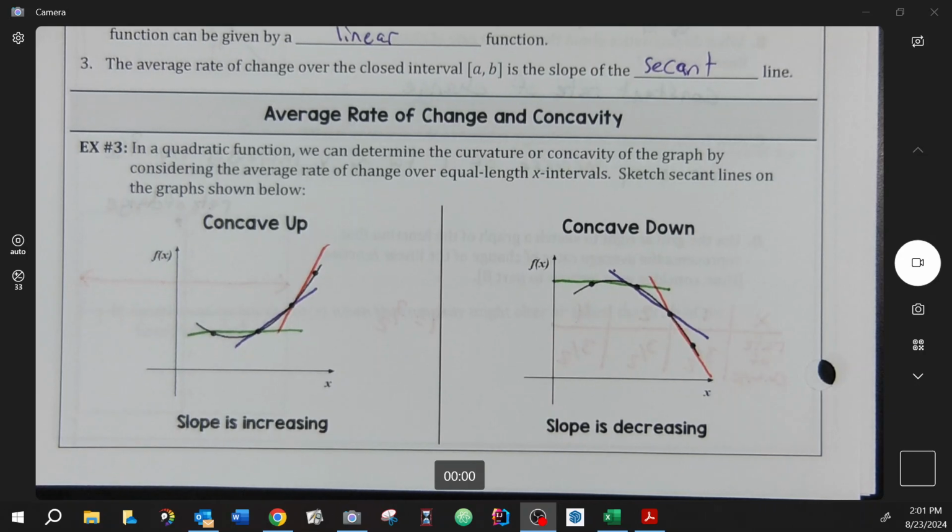So again, I could say the average rates of change are decreasing, or I could say the slopes of the secant lines are decreasing. Those both mean concave down, because the slope of the secant line is the average rate of change.